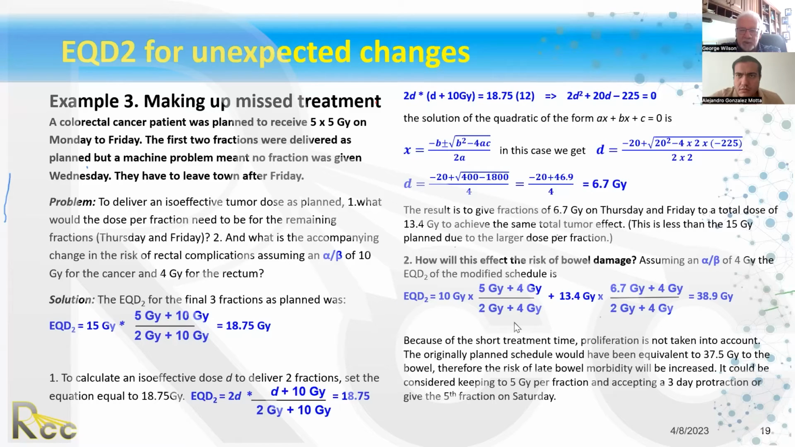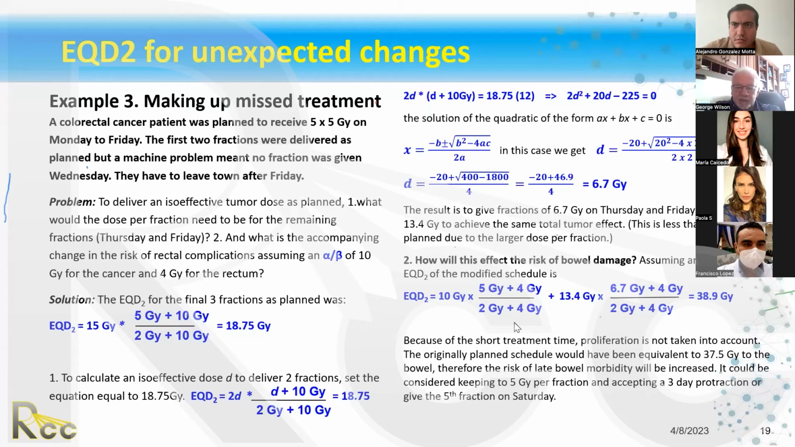This is really just giving you the overall picture of what is happening when you drop a fraction or two and how you compensate for it. But again, it's going to be your own experience and knowledge of the patient and the tumor which helps you make the right decision for that tumor patient.